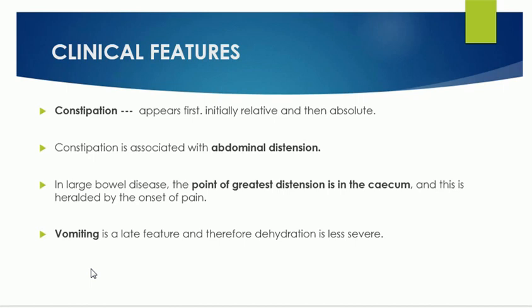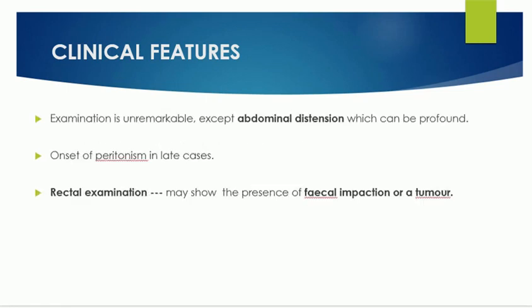Now, vomiting, which is an important feature in acute intestinal obstruction, when we compare it in large gut chronic intestinal obstruction, vomiting is a late feature, and therefore dehydration is less severe, which is very marked in acute intestinal obstruction. So this is how we can compare chronic and acute intestinal obstruction as far as symptomatology is concerned.